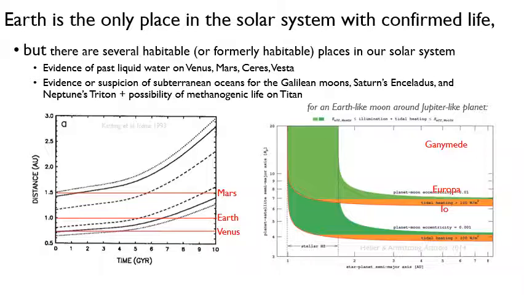So there's evidence of past liquid water on some objects. There's evidence of subterranean oceans for several moons. And if you get creative, then you could even have methane-based life on, for instance, Titan.